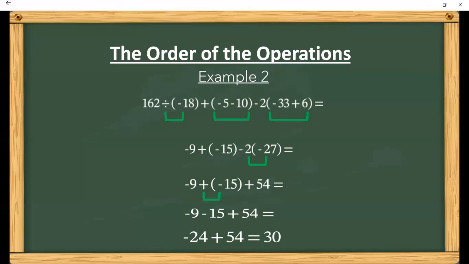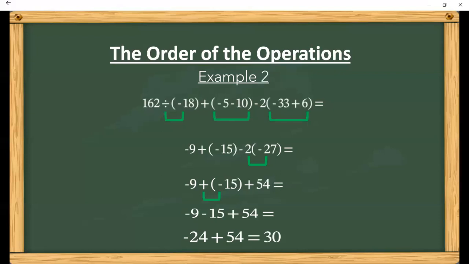In the next step, we are doing the operation of the multiplication. This minus 2 multiplied by minus 27. So from this operation, we get plus 54. So in the next line, we have minus 9 plus inside the bracket minus 15 plus 54.